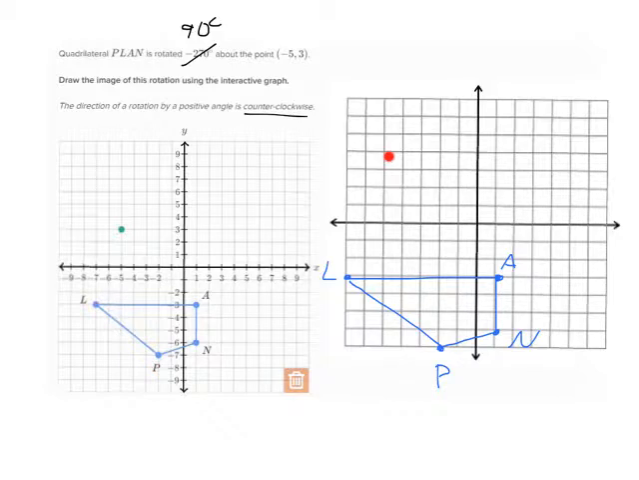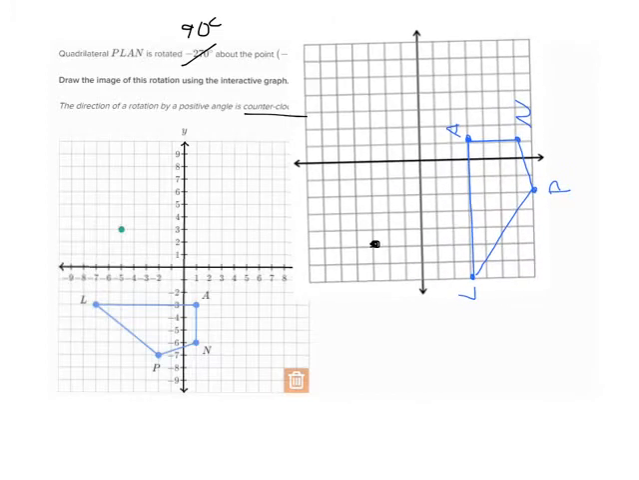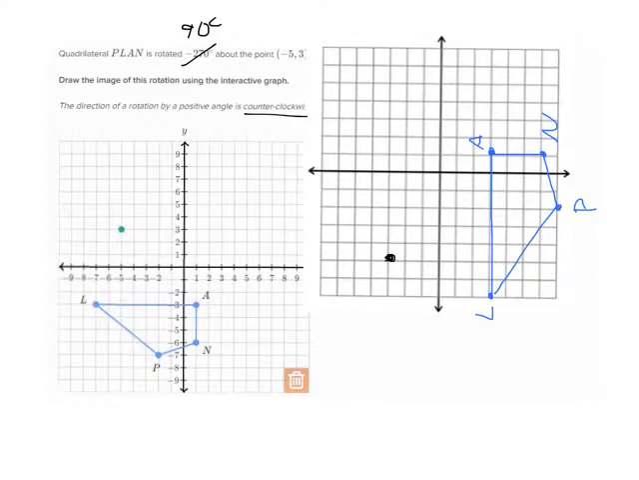Now, let's put my point in here. It's at negative 5, 3, so let's do that, negative 5, 3. And I should be able to just take my paper and spin it. Now here's the only thing. Remember, I'm not rotating around the origin anymore. I'm rotating around this point.